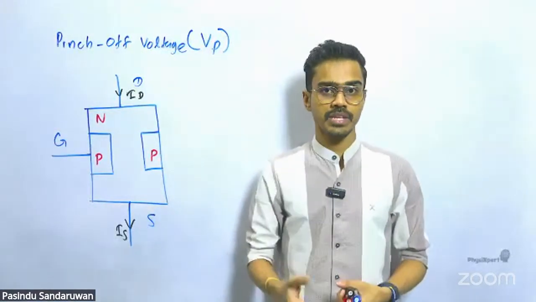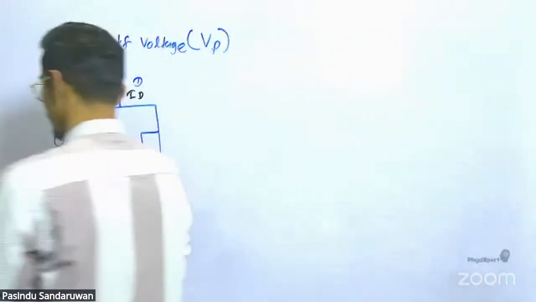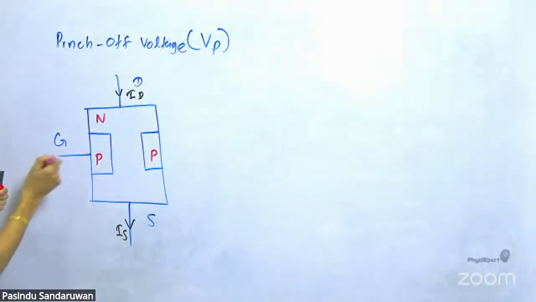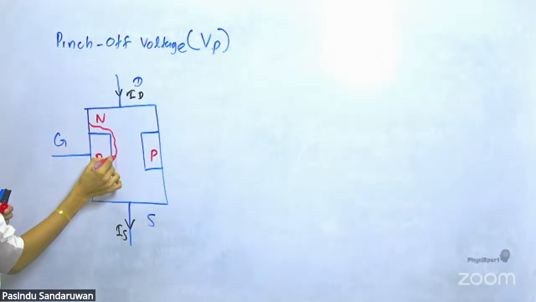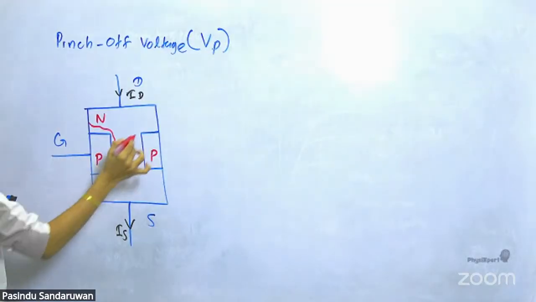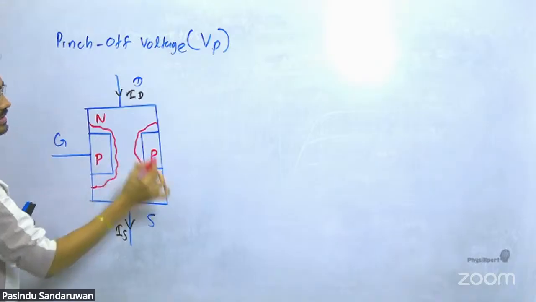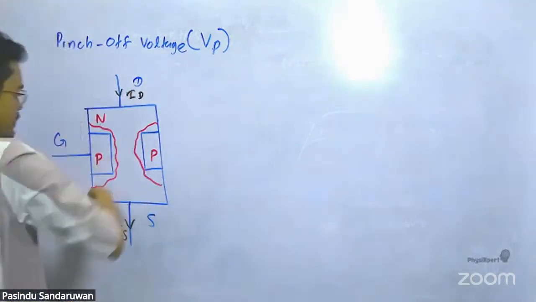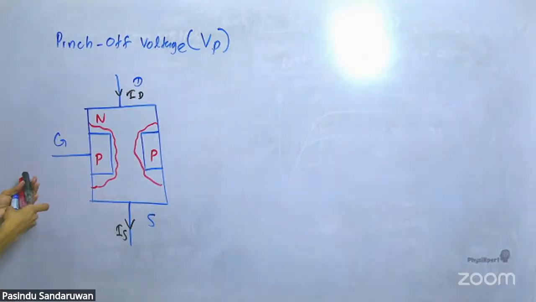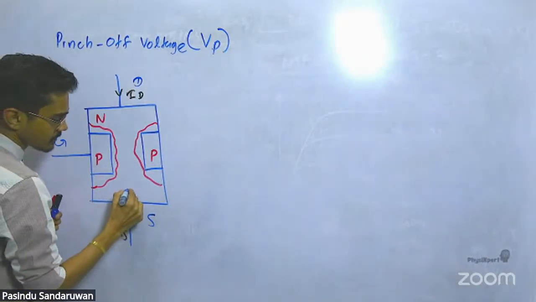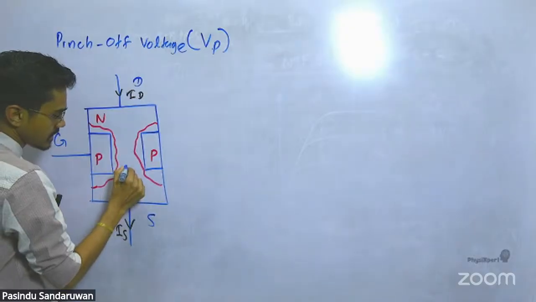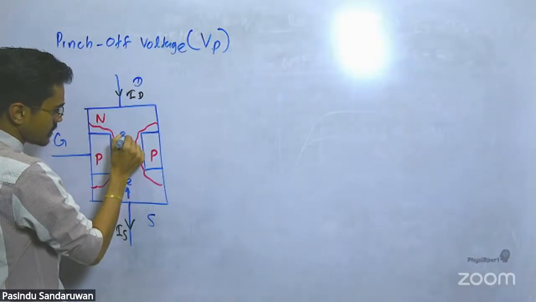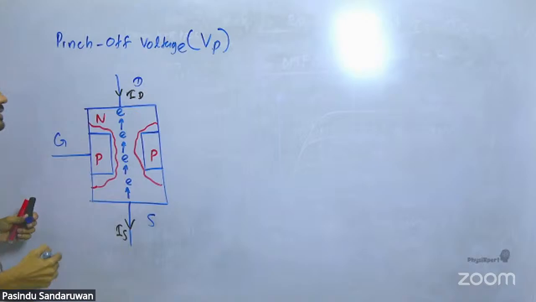Now, when current flows, already there's a depletion region created here because of the PN junction, like this. And when current flows downwards, the flow of electrons is upwards. So let me mark the flow of electrons also like this.